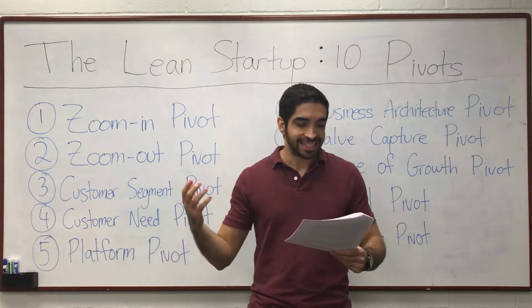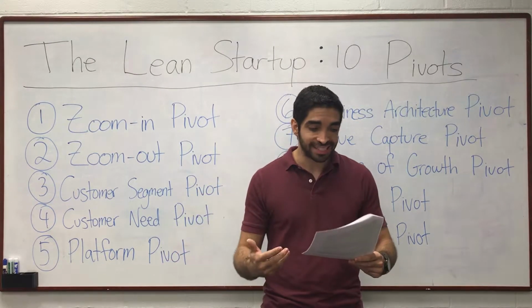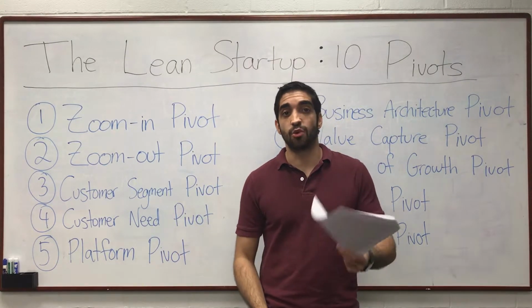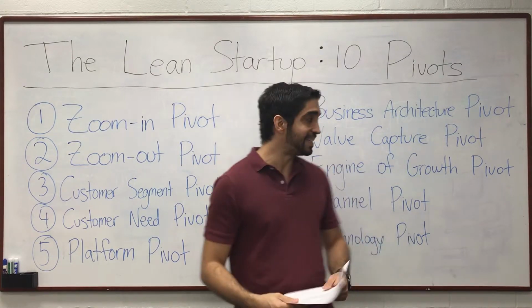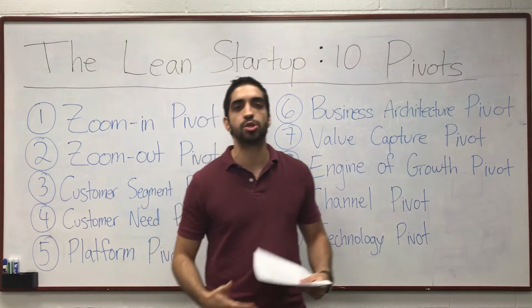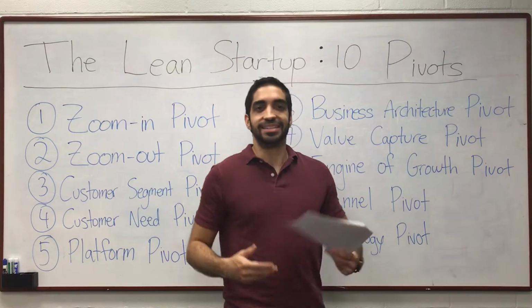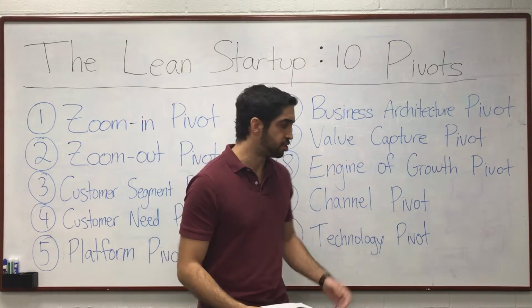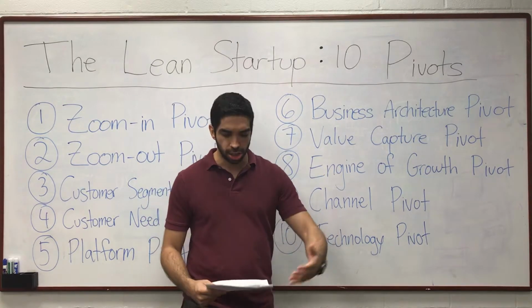For example, a startup selling its product by advertising on social media may realize that it's much more effective to use a direct sales force that calls people and persuades them. So that would be an example of a channel pivot. Again, it's the same product, but the mechanism through which you're actually delivering it to your customers has changed. The last kind of pivot is called a technology pivot.